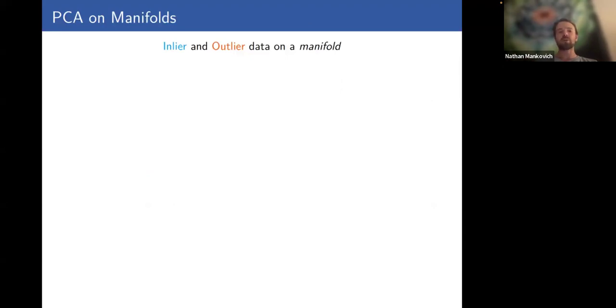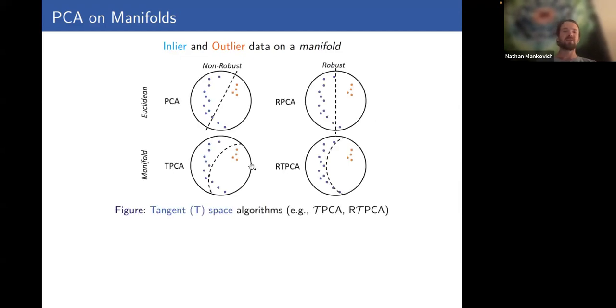So I also wanted to mention one more thing. In this project, we were also thinking about people running PCA on manifolds. So let's say you had a data set already, and you know it lives on a certain manifold due to some constraint sets, some physical constraints, or maybe you're working with a set of correlation matrices, or you have data that lives on a sphere, for example. Now maybe you have inlier and outlier data on this manifold, and there are methods to detect these outliers.